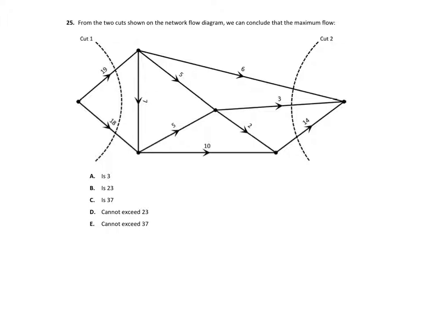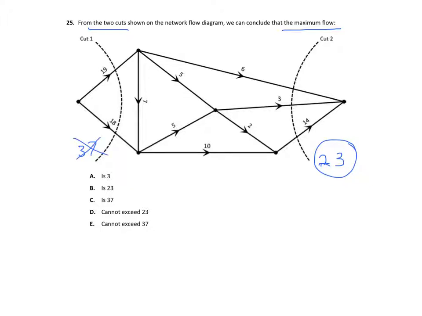Okay, another minimum cut, maximum flow. Now this is quite a tricky question. It's not as straightforward as you might first think, so you need to make sure you're reading the question carefully. The question says, from the 2 cuts shown on the network flow diagram, we can conclude that the maximum flow, so it's just the maximum flow from the 2 cuts. Let's look at the 2 cuts here. Cut 1 would give us a value of 37. Cut 2 would give us a value of 23. So at the moment, 23 is our smallest value.